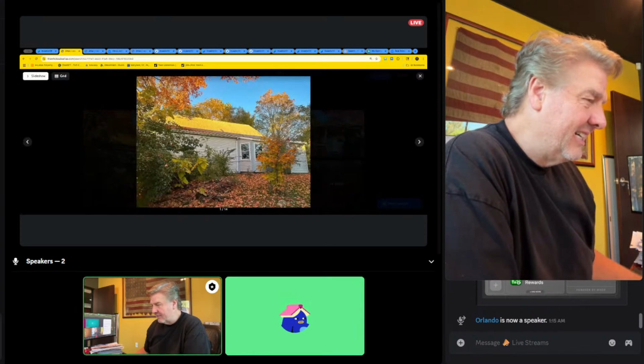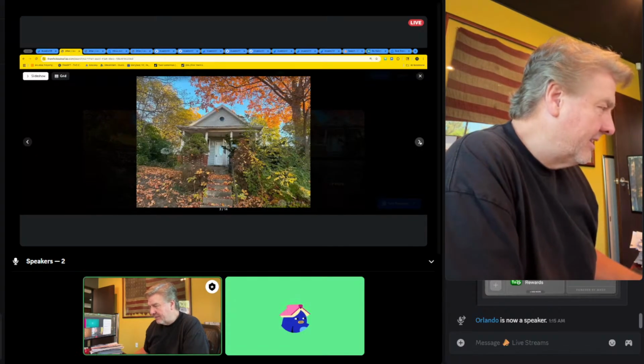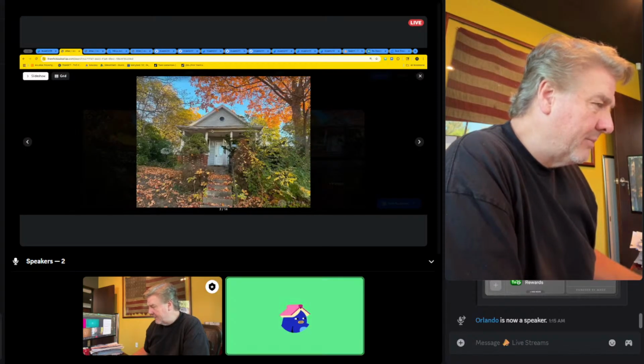Okay, this one. The roof was yellow there for a minute. The entire roof needs to be redone. See how bad that is? Yeah, I saw that.